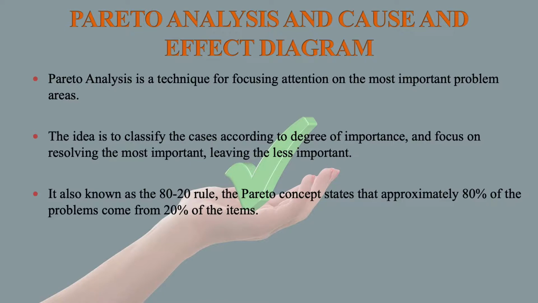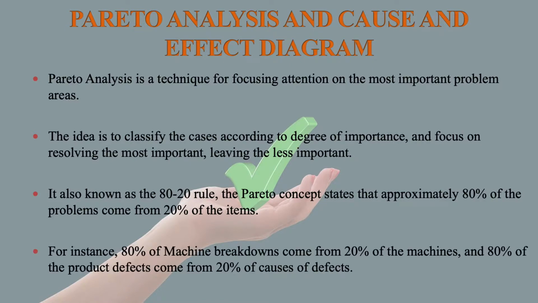The Pareto concept states that approximately 80% of problems come from 20% of items. For instance, 80% of machine breakdowns come from 20% of the machines, and 80% of the product defects come from 20% of causes of defects. So the Pareto analysis is a tool which can identify the most important problem so that we can work on that main problem and solve the major problems. So that is the importance of a Pareto analysis and cause and effect diagram.